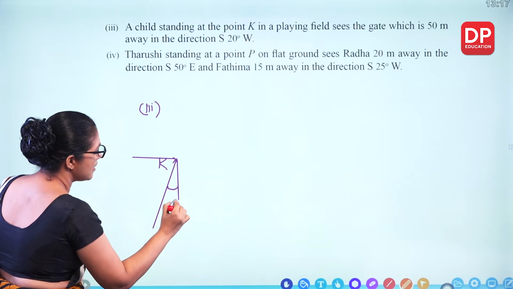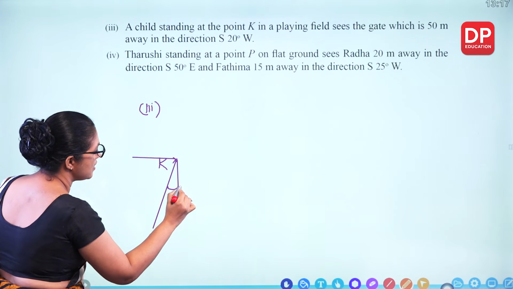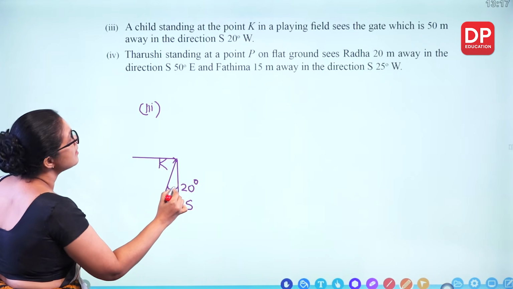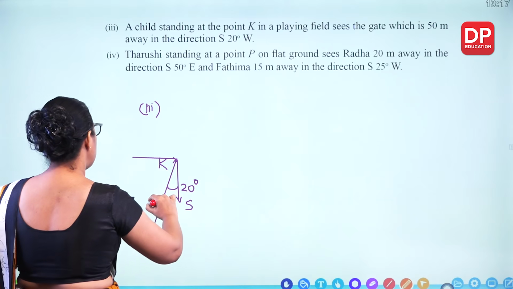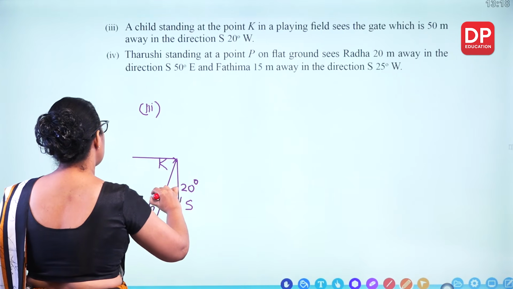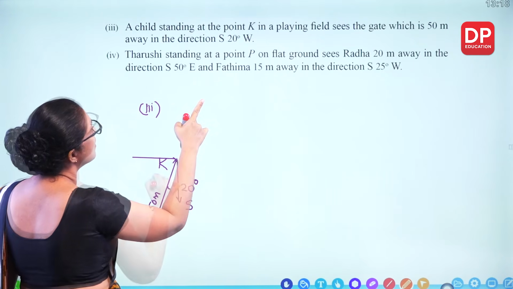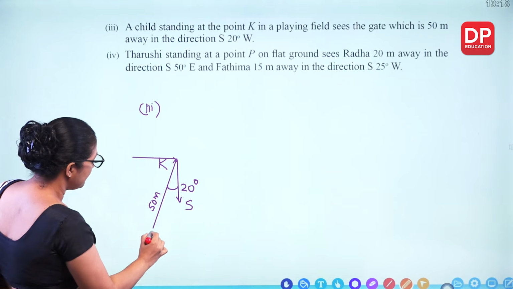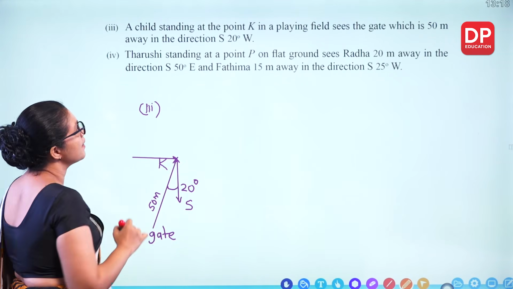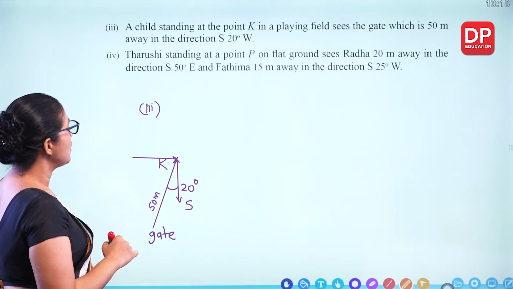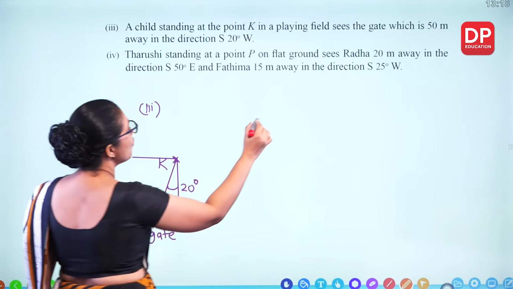This angle is 20 degrees. This angle is 20 and the distance is 50 meters. So this is 50 meters and this is the gate, and the child's place is K. K to the gate.